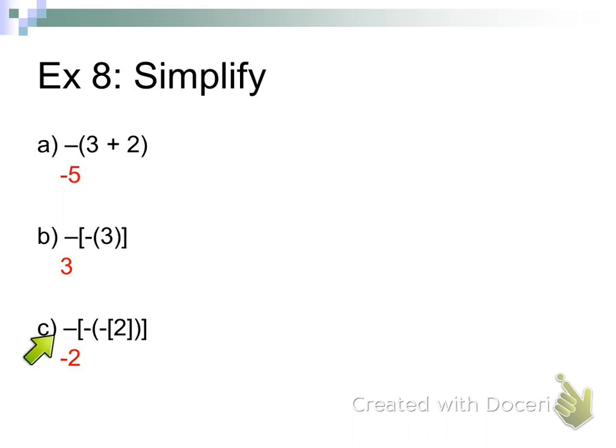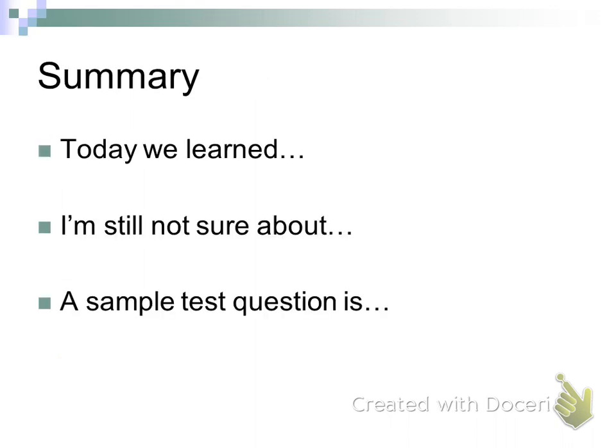So if you have 4 negatives, it'd be a positive. 5 negatives would be a negative. 6 negatives would be a positive. It kind of flip-flops back and forth. All right. So an even number, you should end up with a positive. An odd number, you should end up with a negative. So let's complete the first one together.